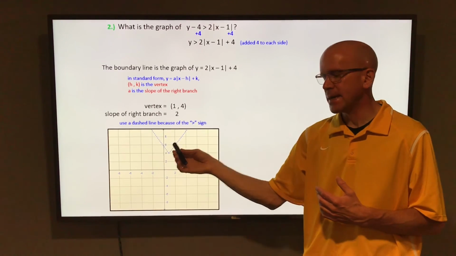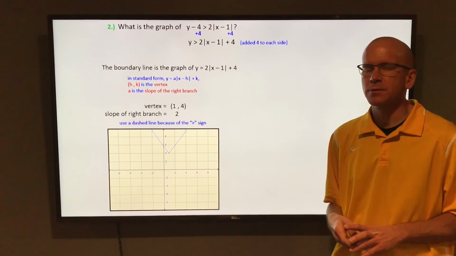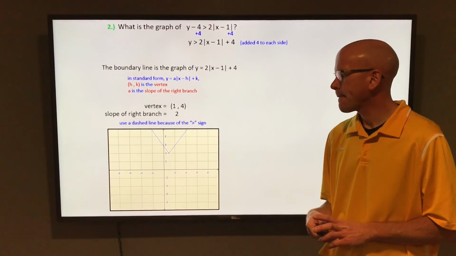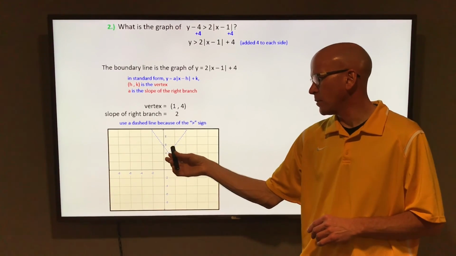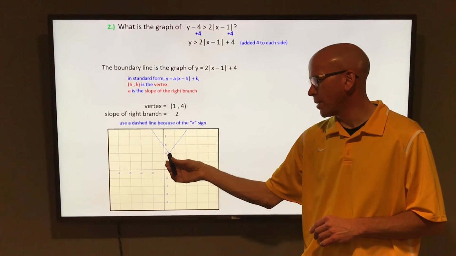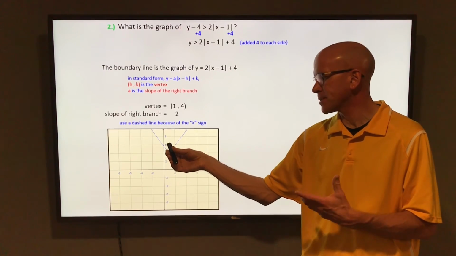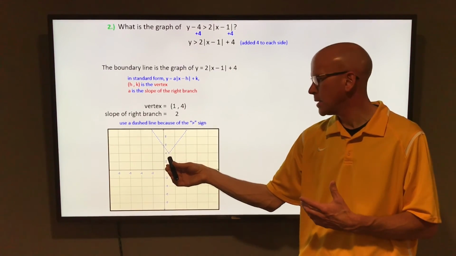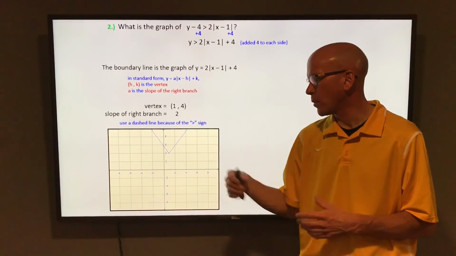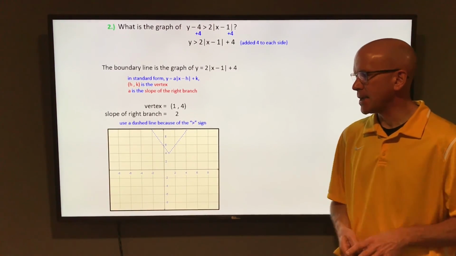Those points on that dashed boundary line are not solutions to the inequality. So put a dashed boundary line. Again, the vertex at (1, 4), go up 2 and to the right 1. That's the slope of the right branch, and it's symmetrical, so the slope of the left branch would be -2. You'd go up 2 and to the left 1. So that's the V-shaped boundary line.